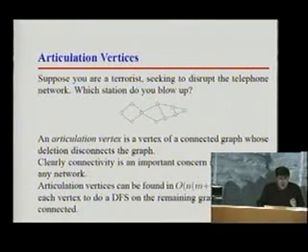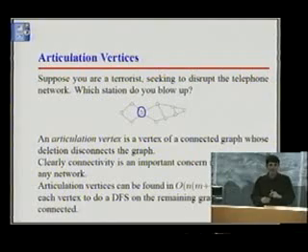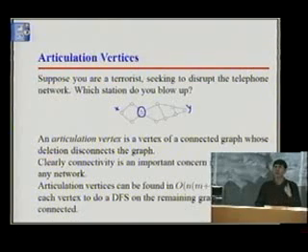There is a problem of trying to find the weakest point in a network. Let's say you were a terrorist. You wanted to blow up something to disrupt the telephone network. Which one of these switching stations would you want to blow up? I think everyone's going to say the most interesting looking one is this one. What is interesting about that vertex? If you blow it up, this person can't call this person. You've disconnected the graph by blowing up this vertex.